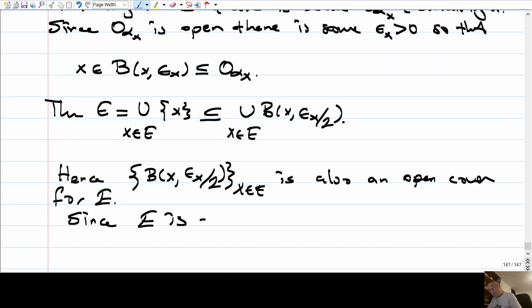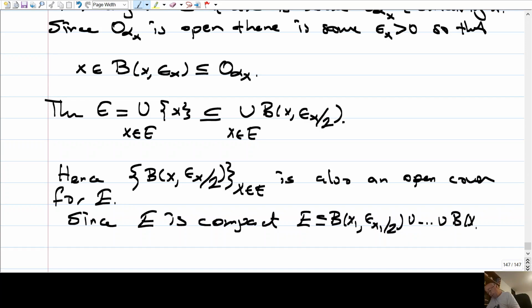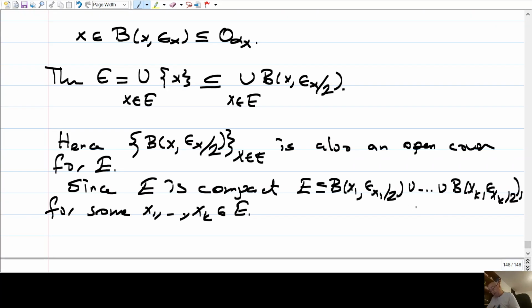Well, since E is compact, E should be covered by finitely many of these balls. E is a subset of finitely many of these, let's say the balls around x1 with radius epsilon x1 over 2, and so on. How many of them? I don't know, but let's say k of them, B(xk, epsilon xk over 2), for some x1 up to xk in E. All right, so finitely many of these epsilon xi over 2 balls cover E.